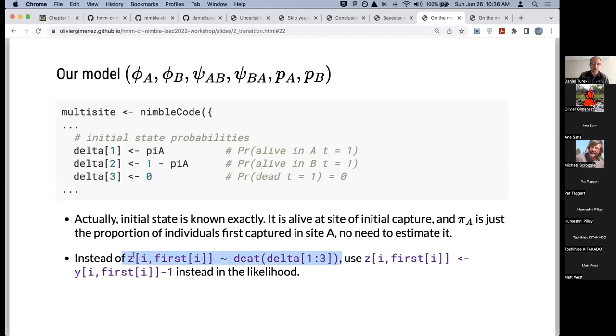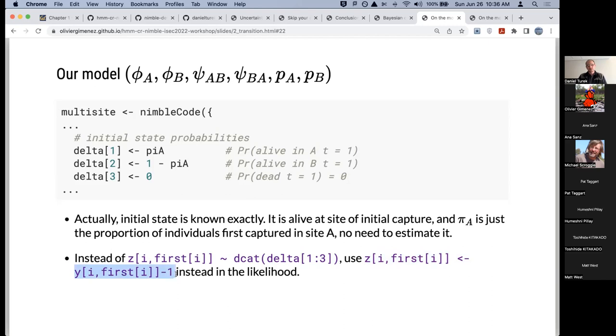instead, we can use this: the observation y equals 1 corresponds to z equals 2, and y equals 2 corresponds to z equals 1, a little confusing, but we can hard code. Note this is not a stochastic declaration, this is now a deterministic arrow, and we're doing assignment, saying the value of z on the first observation gets y minus 1.